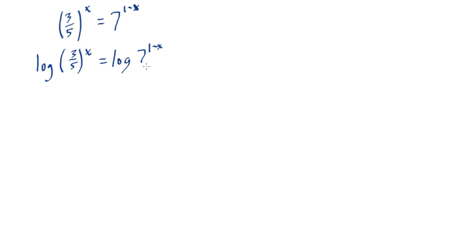Okay, so from here we're using the power property of logarithms, which allows us to move the exponent to the front and multiply that exponent. So we'll have x log 3/5, and then similarly we'll have 1 minus x as our exponent. So we want 1 minus x in parentheses, because we want that entire exponent to multiply by the log. So there we go.